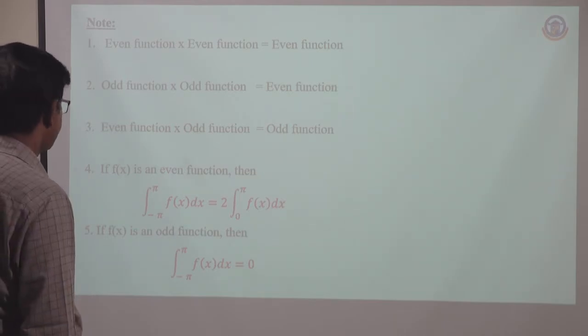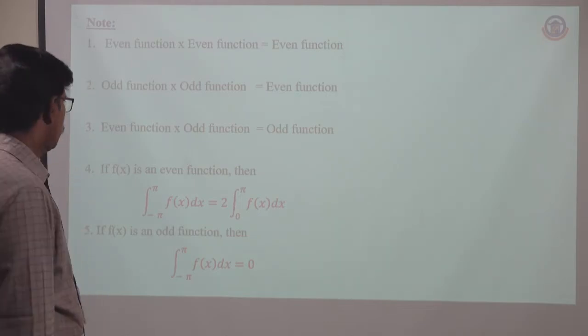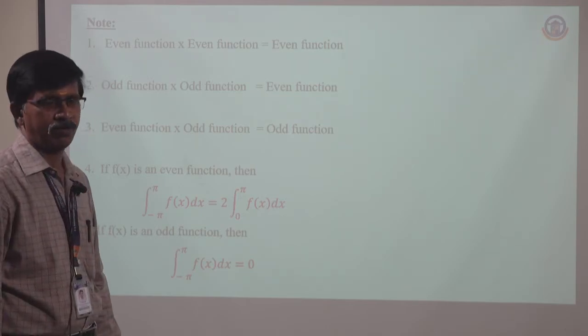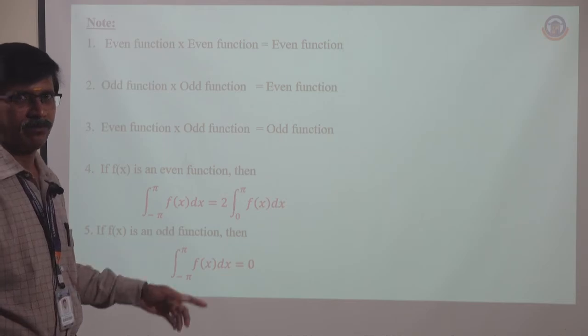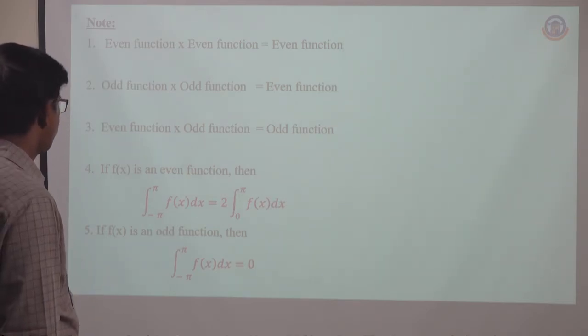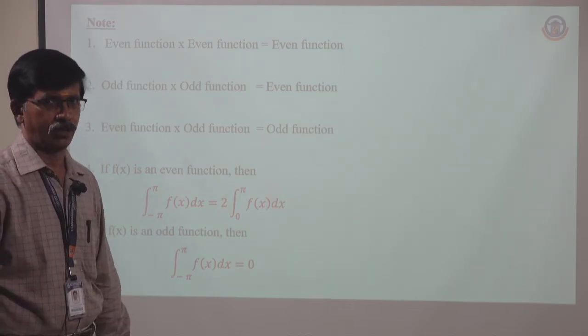If f of x is an even function, then the integral of minus pi to plus pi f of x dx is nothing but 2 into the integral of 0 to pi f of x dx. So if the function is even, we can consider the interval in the form of 2 into the integral over 0 to pi. Then if f of x is an odd function, the integral of minus pi to plus pi f of x dx will become 0.